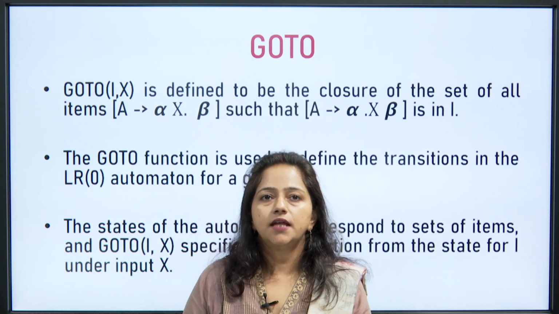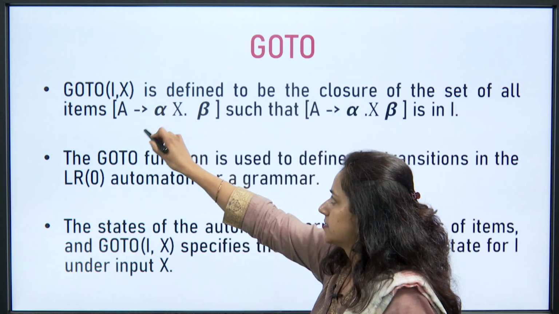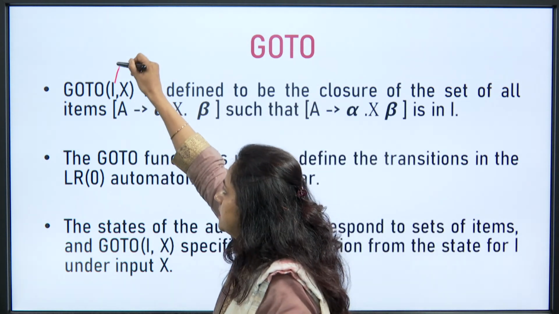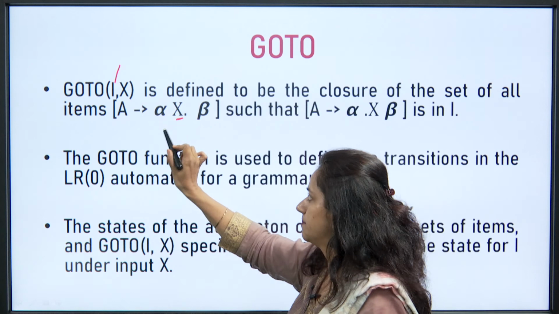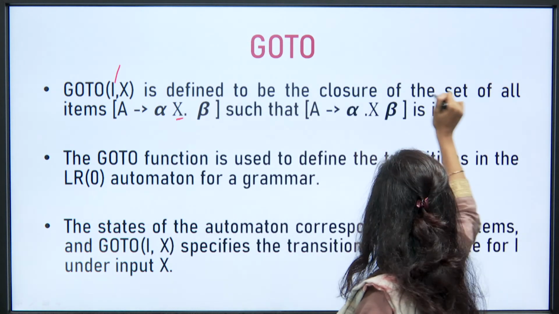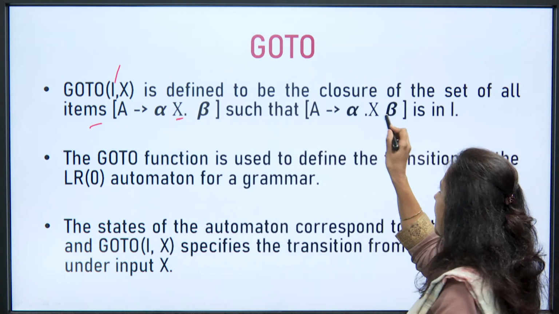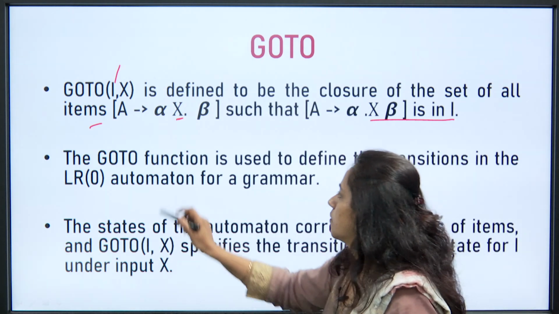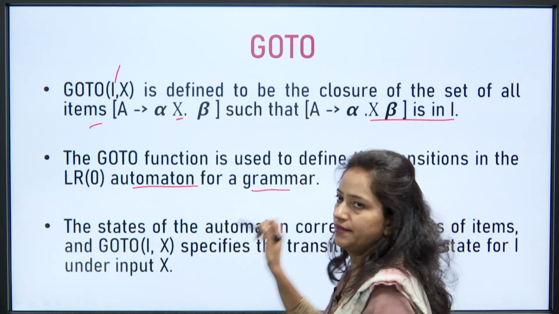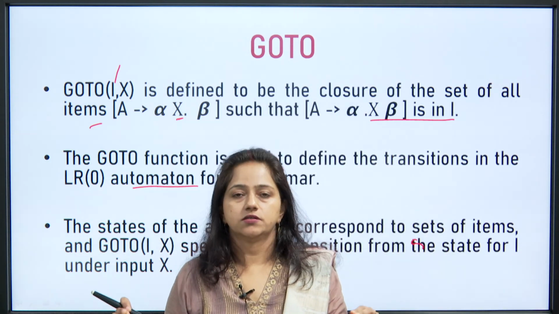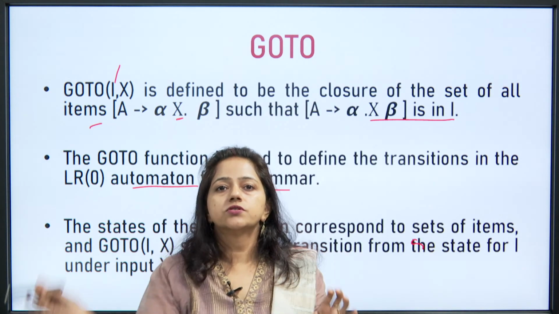Now, next is the goto function. Goto function is goto I comma X. This is a function that takes two parameters: I, the set of items, and X, a grammar symbol. It is defined to be the closure of the set of all items like this, such that A to alpha dot X beta is in I. The goto function is used to define the transitions in the LR0 automaton for the grammar. Closure function is used to define the states, and goto function is used to define the transitions.